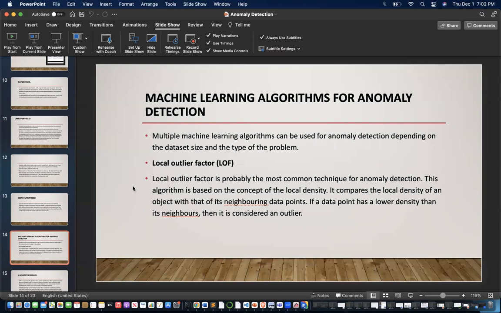The local outlier factor. The local outlier factor is probably the most common technique for anomaly detection. This algorithm is based on the concept of local density. It compares the local density of an object with that of its neighboring data points. If a data point has a lower density than its neighbors, then it is considered an outlier.